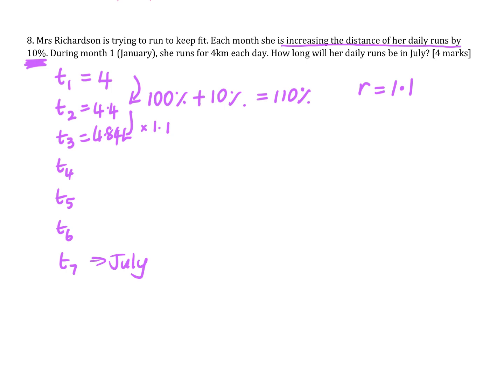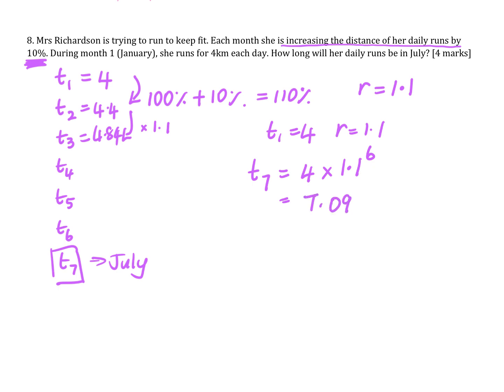And you can see it's going to go up like that. So what we've got here is a geometric sequence. Term 1 is equal to 4, and R is equal to 1.1, and I'm after term 7. Term 7 equals term 1 times R to the n minus 1. 7 minus 1 is 6. 4 times 1.1 to the power of 6 is equal to 7.09 approximately.